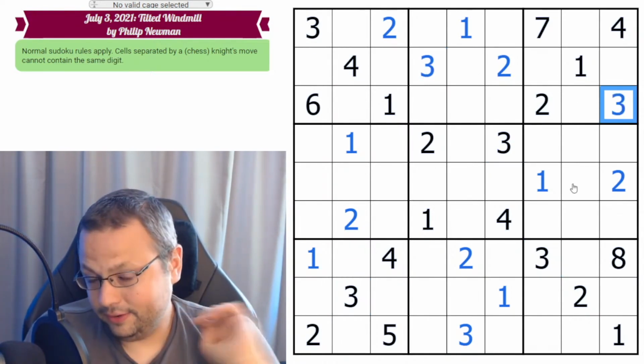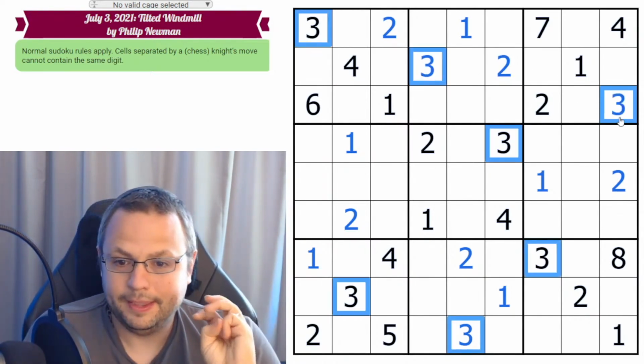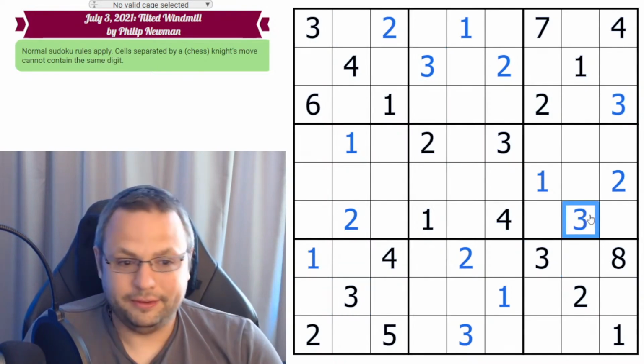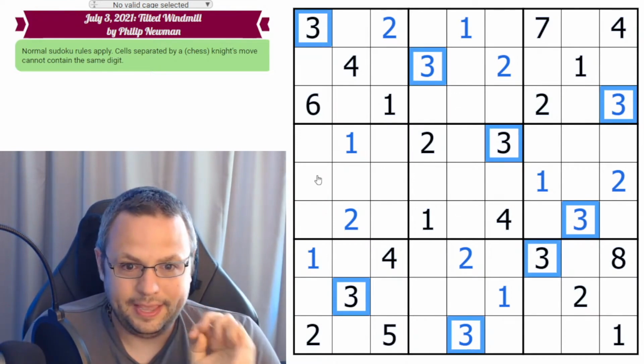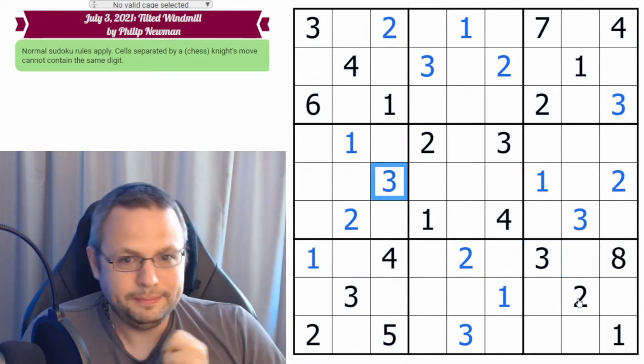3 in this box only goes here because of anti-knight. 3 in this box only goes here because of anti-knight. And this is the last 3.